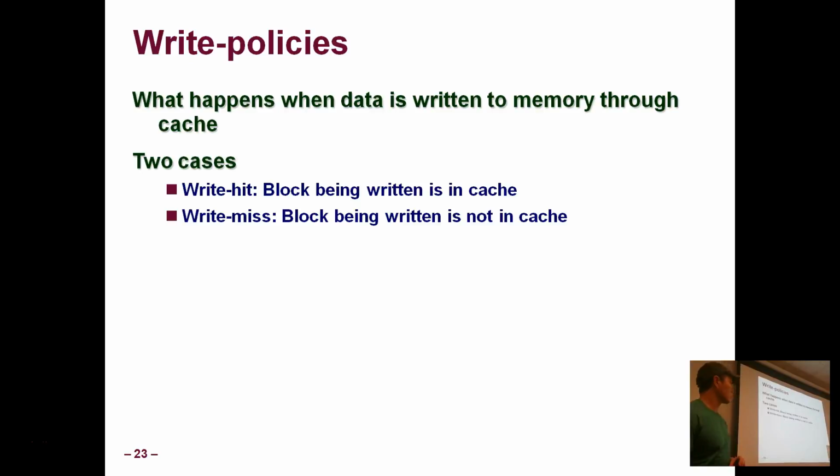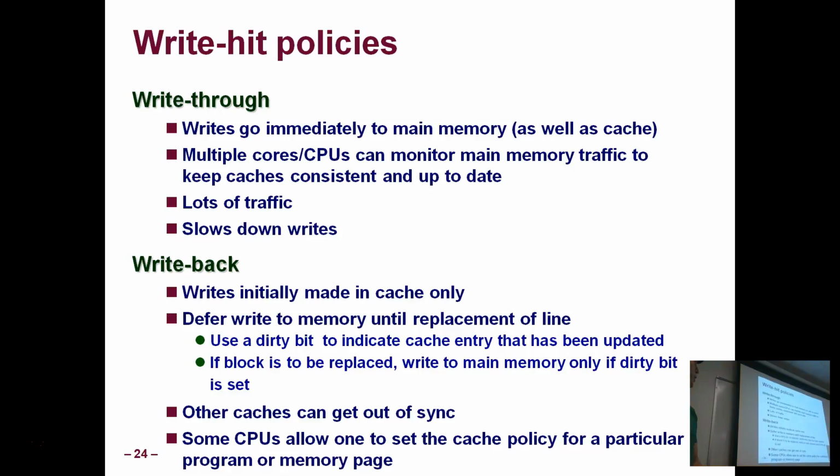Okay, the next design decision is the write policy. So the idea here is what happens when data is written to memory through the cache. There are 2 cases for these policies. One is if it's a write hit, meaning the block was already in the cache, so it hit in the cache, and you're trying to modify that piece of data. The other case is a write miss, where the block that you're trying to write to is not in the cache. Okay, so those are the 2 cases.